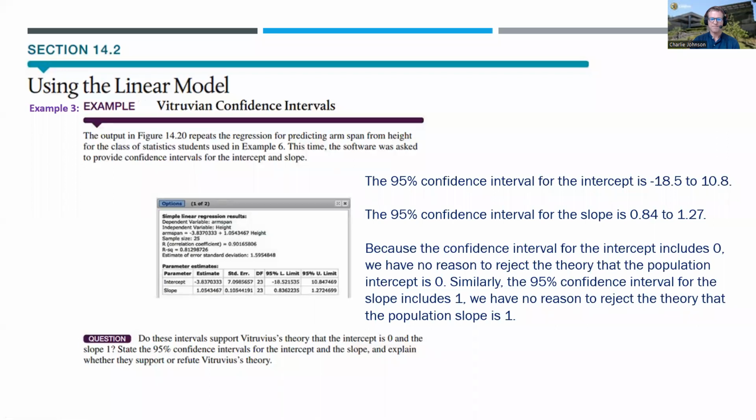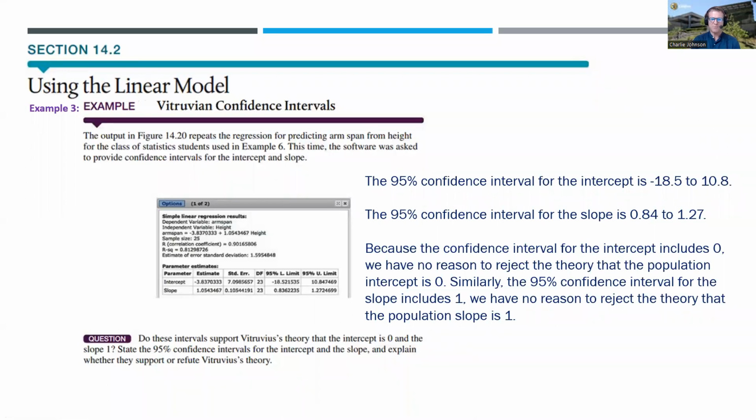Example 3, Vitruvian confidence intervals. So in a previous video, example 2, we looked at the Vitruvian claim that arm span is equal to height. We did a hypothesis test. And in this video, we'll look at a confidence interval to do the hypothesis test.